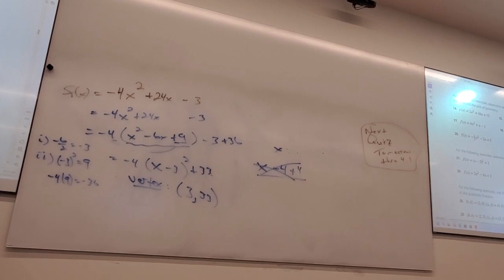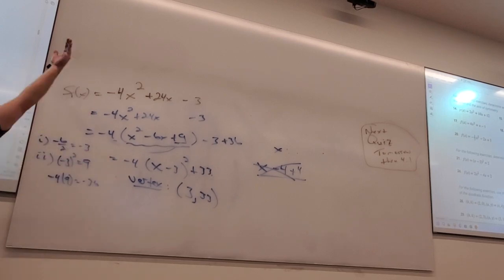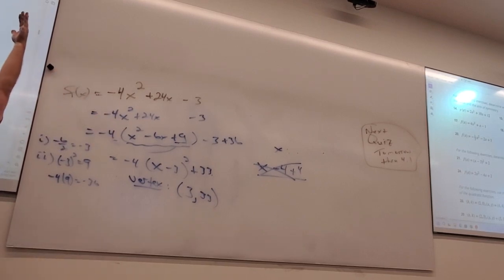Is everybody with me? If I put a 1/4 there, that's going to make it go down slower. So it's going to be wide, right? You guys kind of with me? If I put a 1 there, it's a normal parabola. If I put a 1/4 there, it's wide. If I put a 4 there, it's skinny. It's going up really fast.